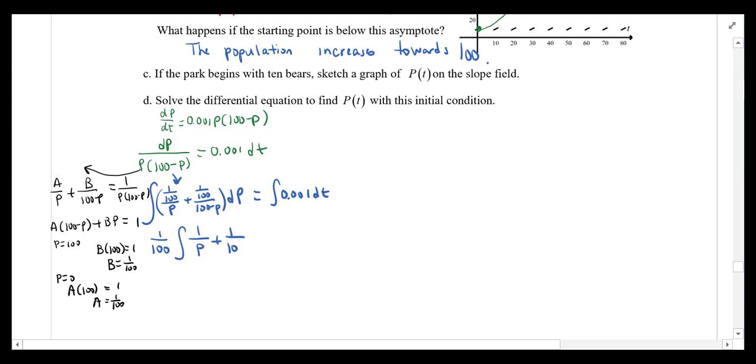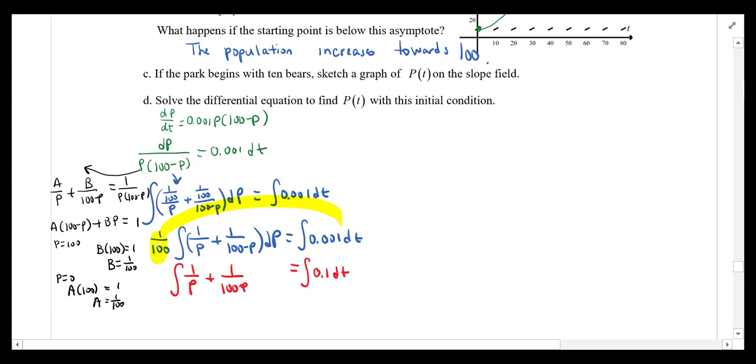I'll try to show some more work. This one's pretty long. Okay. I'm going to take that 1 over 100 and stick it on the side. So that'll be 100 times 0.001, which really equals the integral of, I think, 0.1 dt. And now I hope you're set to do this lovely integral.